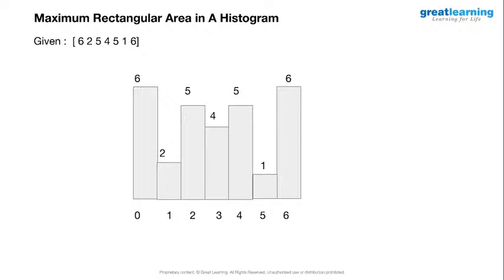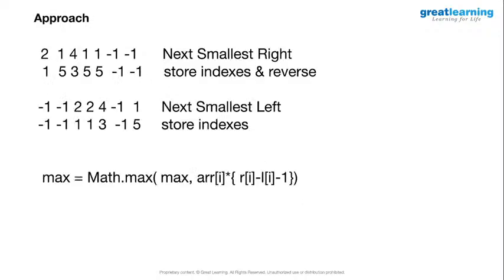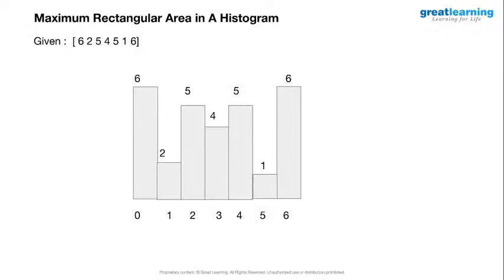Now I have already calculated these indexes, right? For this 4, the index on the right hand side is 5, and on the left it is 1. So how do I calculate the length? If I subtract 5 minus 1, that is 4, and minus 1 because indexing starts from 0, I get the length 3. If I multiply it with the height of the current element, that is 4, 4 into 3 will be 12. So this will be the area of this 4.